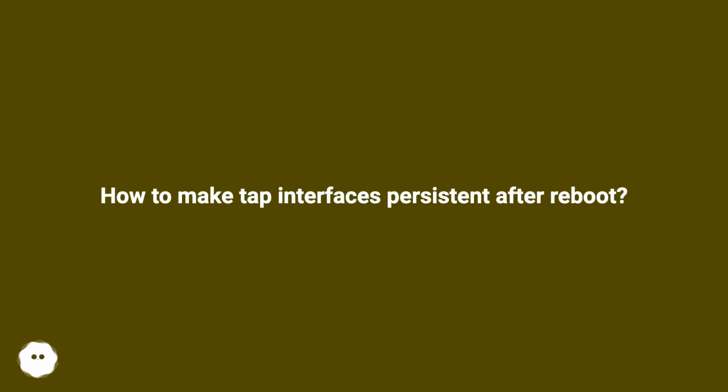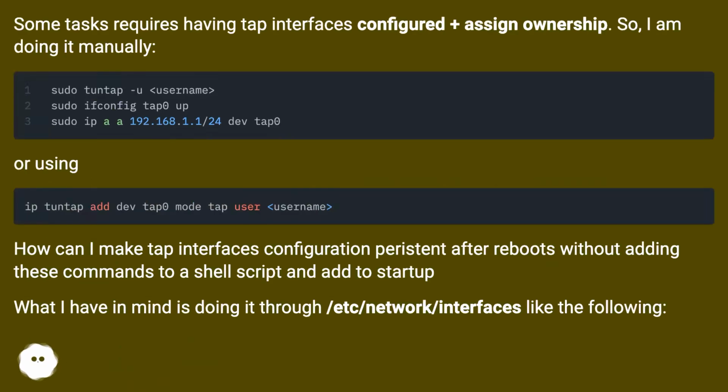How to make tap interfaces persistent after reboot? Some tasks require having tap interfaces configured plus assigning ownership. So, I am doing it manually.